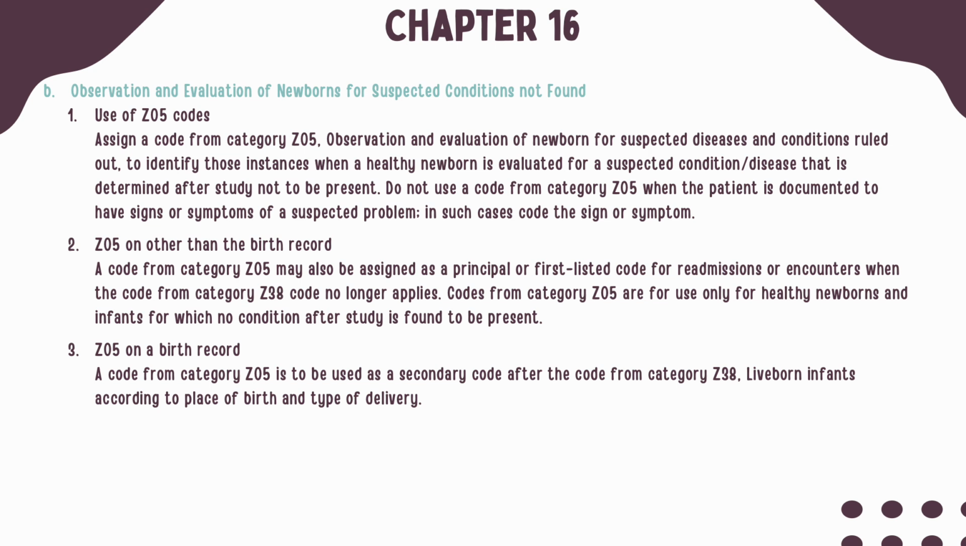A code from category Z05 can be assigned as a principal or first listed diagnosis for readmissions or for encounters where the Z38 code for live-born infants no longer applies. Category Z05 should only be used for healthy newborns and infants who have been found to not have any conditions present. When assigned code Z05 on the birth record, it should be assigned as a secondary code to the appropriate code from category Z38.